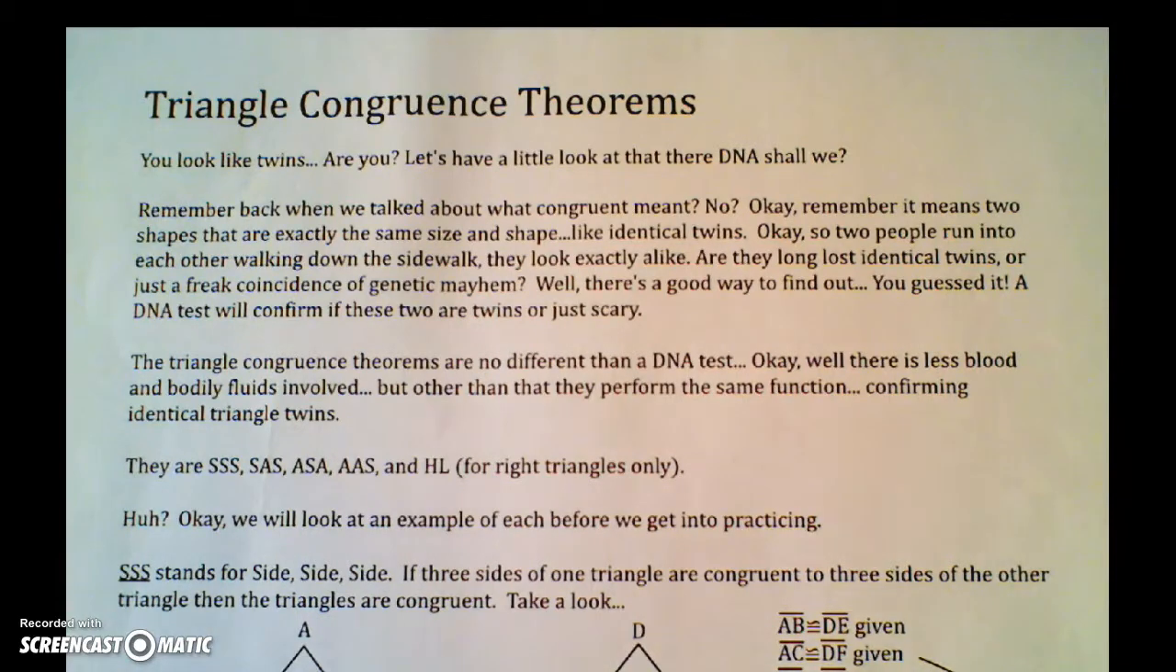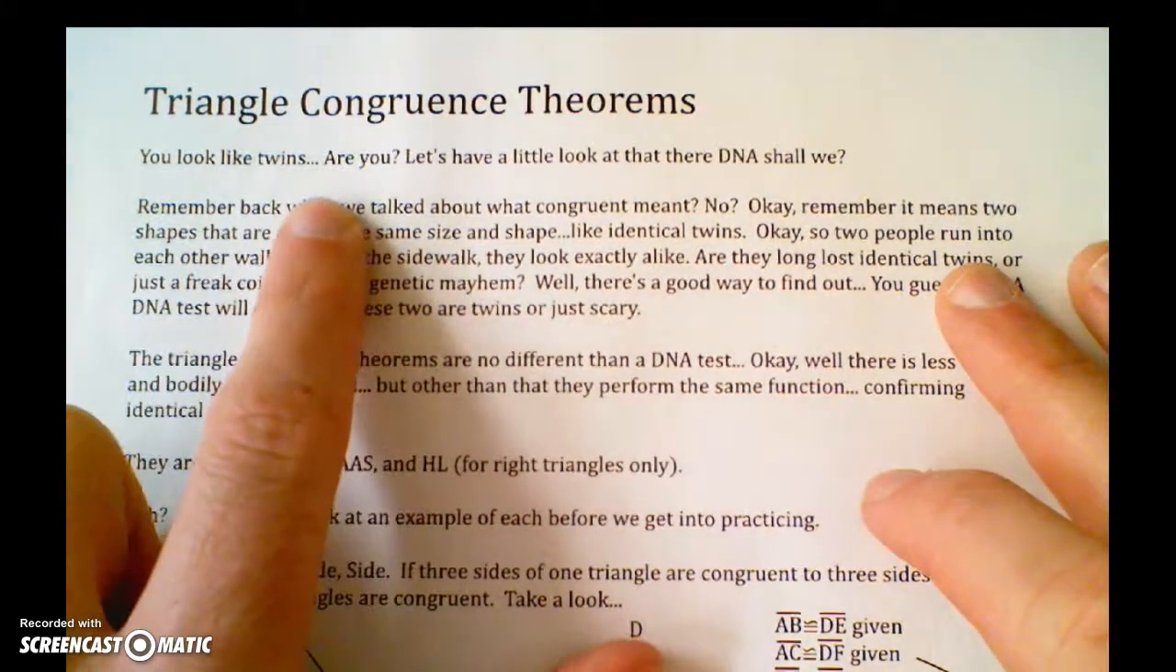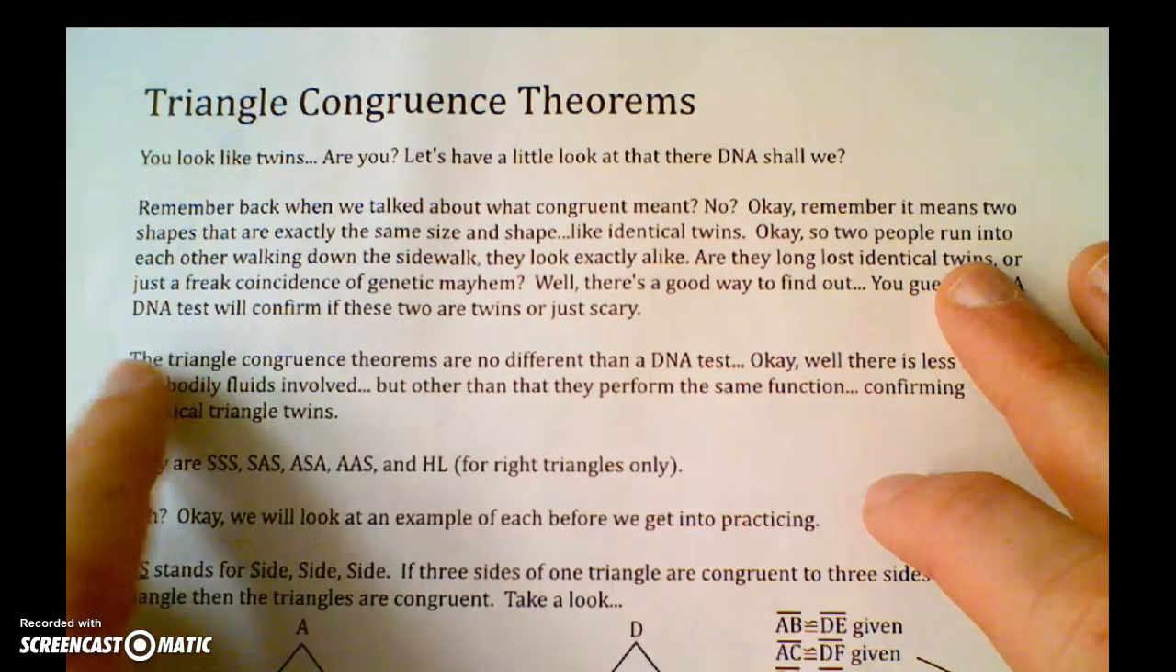Alright, so now that we have a little bit of knowledge about triangles and congruent parts, such as sides and angles, we're going to apply that to what are called the triangle congruence theorems. So let's take a look at what each of these theorems stands for. So you look like twins, are you? Let's have a little look at their DNA, shall we?